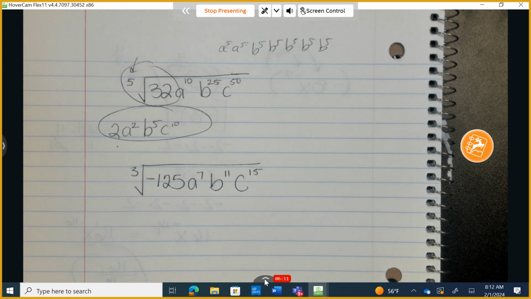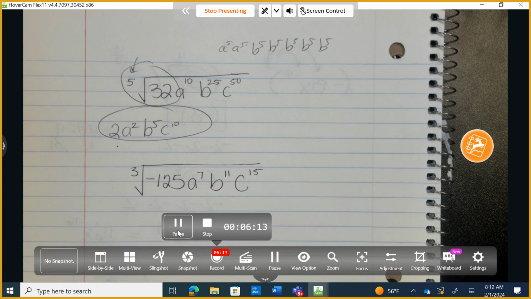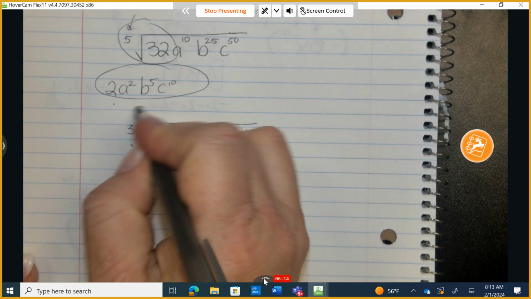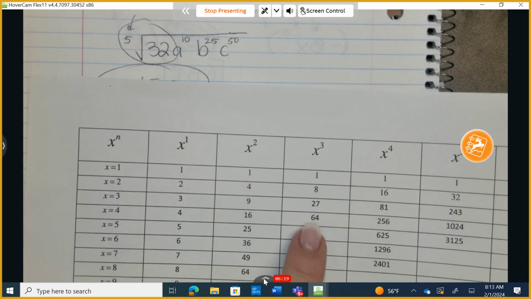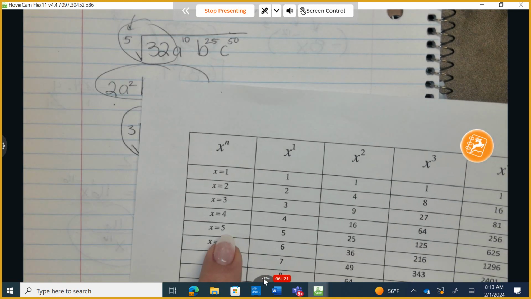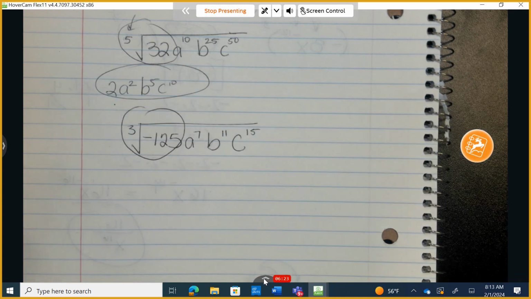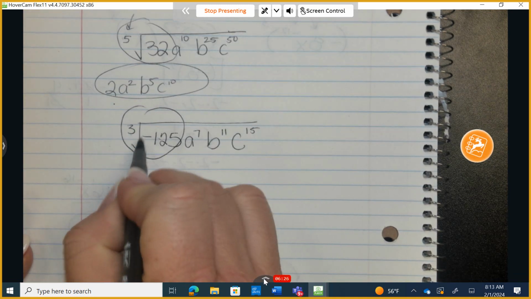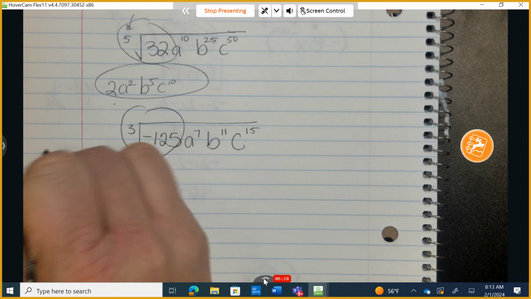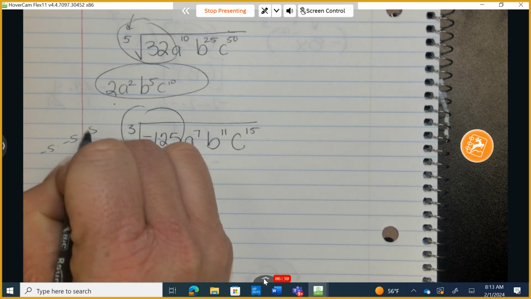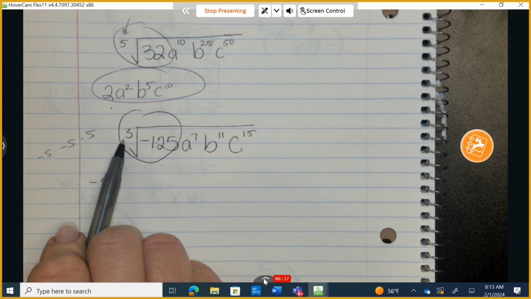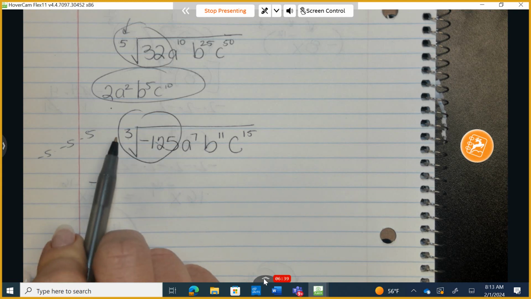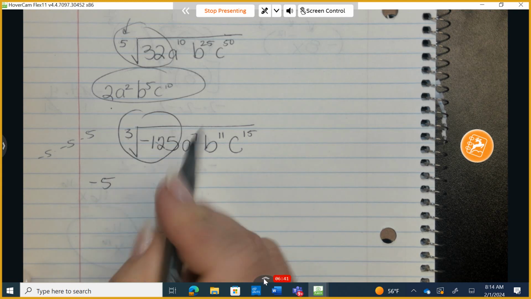Begin working on this next example. How would I begin on this? I'm going to look into column 3 and I'm going to locate 125. Locating 125 in column 3. And what does this look like? It looks like 5 times itself 3 times gives us 125. But notice that it's a negative sign. So this is a negative 5, because negative 5 times negative 5 times negative 5 is in fact negative 125. It's an odd number of negatives. You could not have an even nth root and end up with a negative.